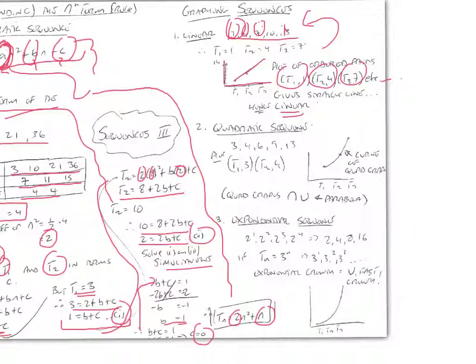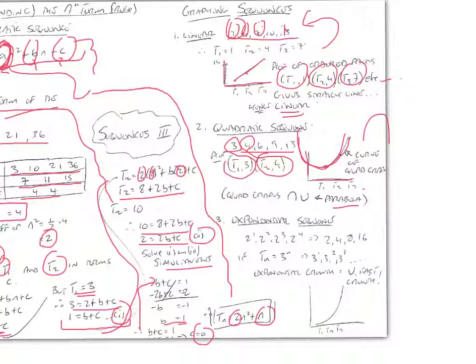A quadratic sequence looks like this, and if we take the ordered pairs of the first term and its value, the second term and its value, and plot those, we would get a quadratic curve. If we had more points, it actually takes the shape of a parabola, either this way or that way. We'll meet that in another chapter. And then we will also meet exponential sequences.